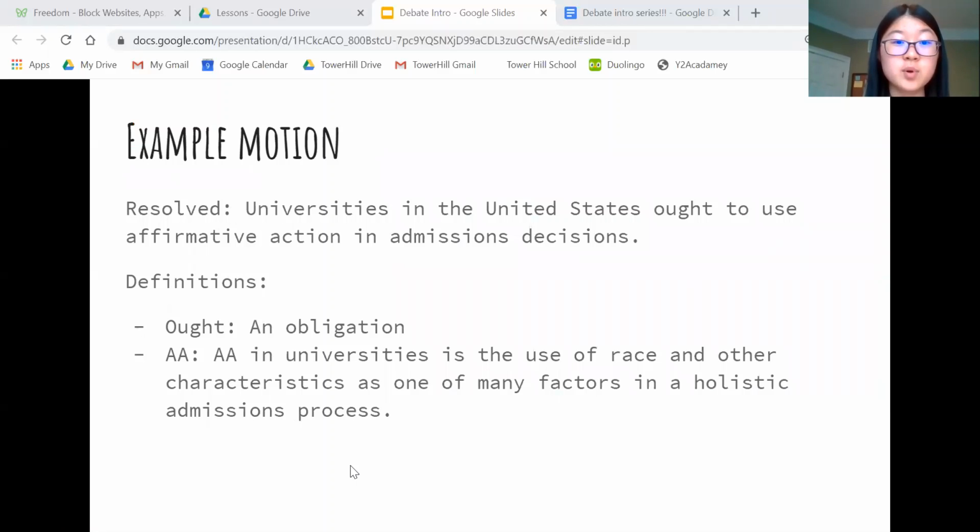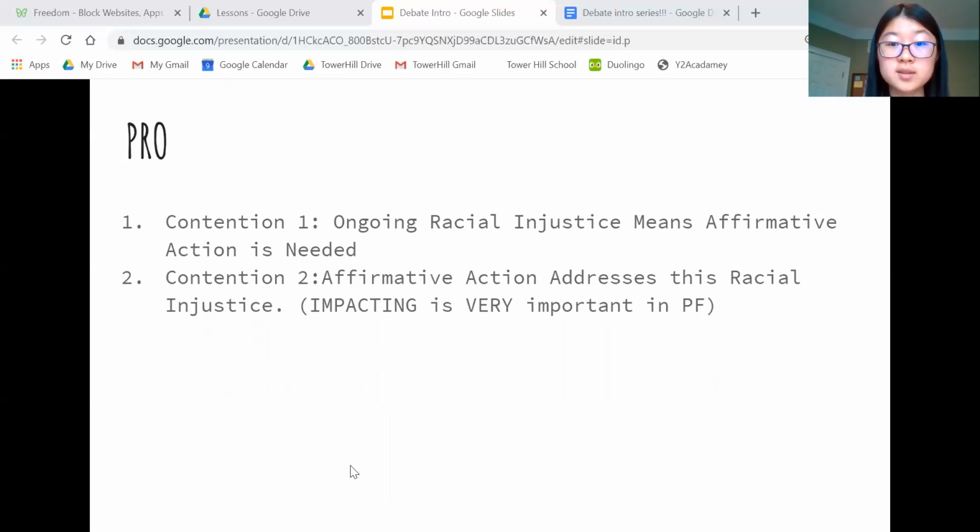So let's go through an example motion. This is one I've actually debated before, and it's pretty interesting. Resolved: universities in the United States ought to use affirmative action in admissions decisions. So let's go through some definitions. Ought is an obligation. They should. And affirmative action is basically when universities use race or other characteristics as one of the factors in admissions. So pro might say 2 things.